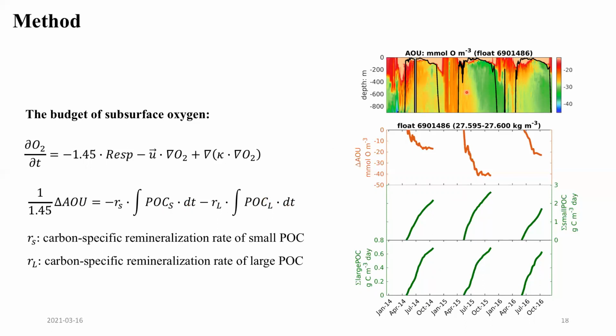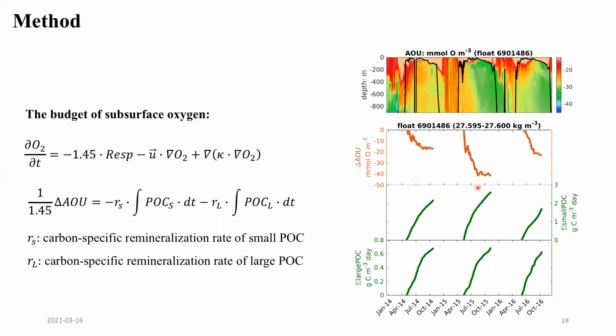As an example, this figure shows the vertical distributions of the oxygen utilization, and this black line is the mixed-layer depth. So we will only use the observations below these black lines. This figure shows the time series of the oxygen utilization and the temporal integration of small POC and nearby large POC. So we can see that they are highly correlated.